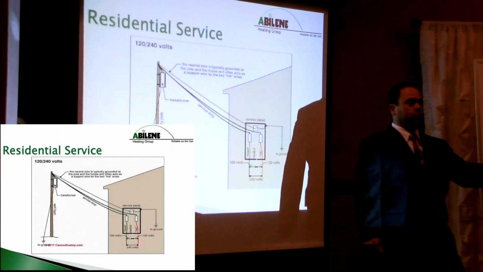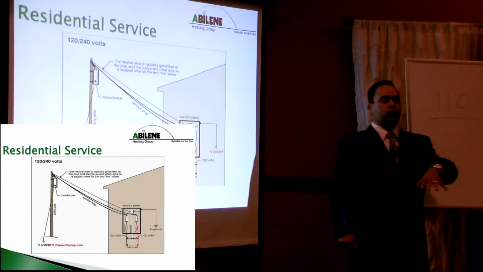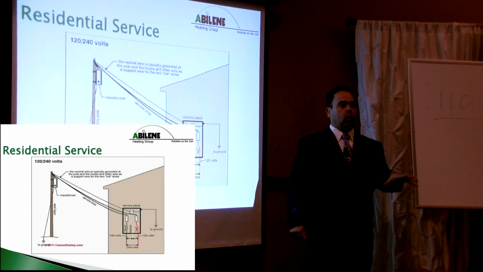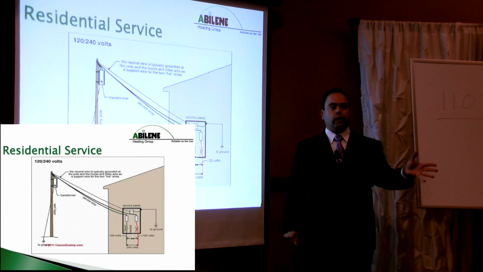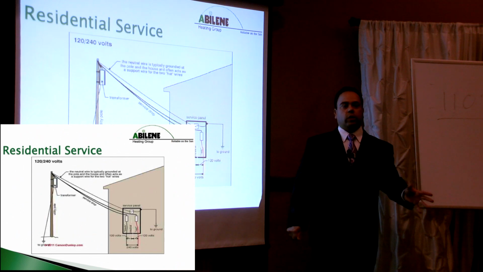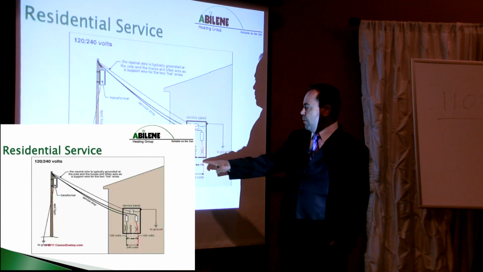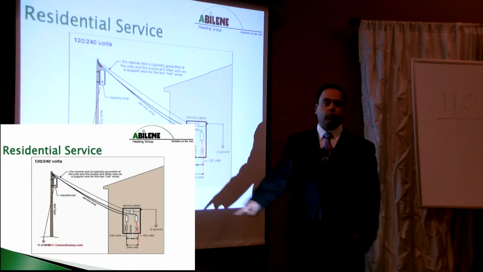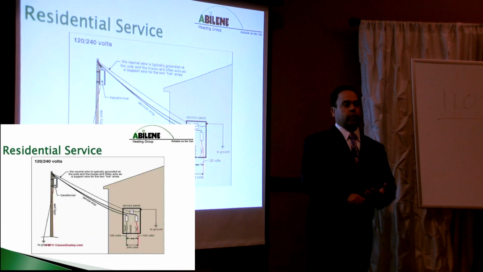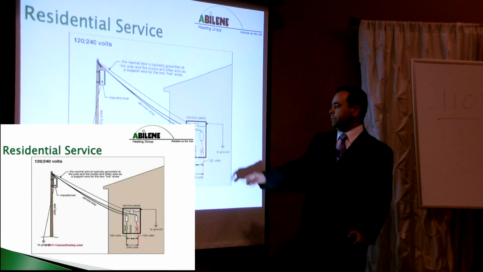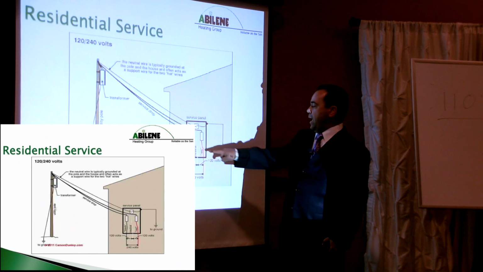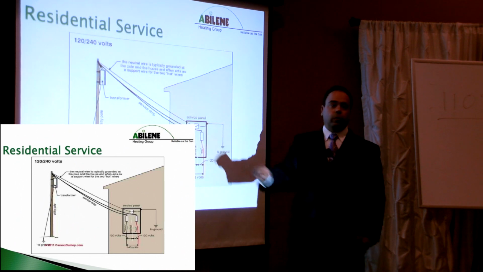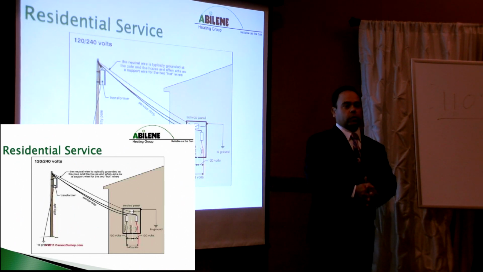Some areas is going to produce 240. Other areas are going to produce 208, depending upon where you are. Parts of Long Island is 240. In the city is going to be 208. From each one of those legs to neutral, you should have 110 volts. Okay? From any one of those legs to ground, you'll also get 110 volts.